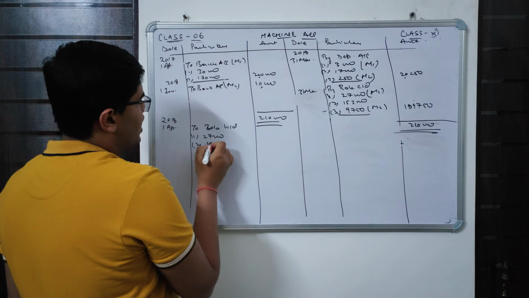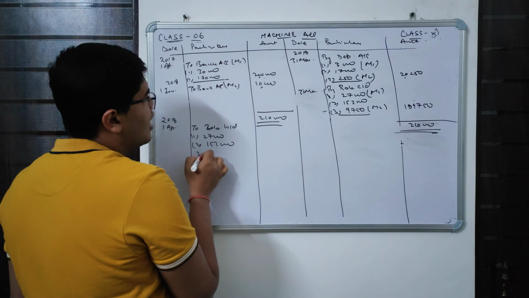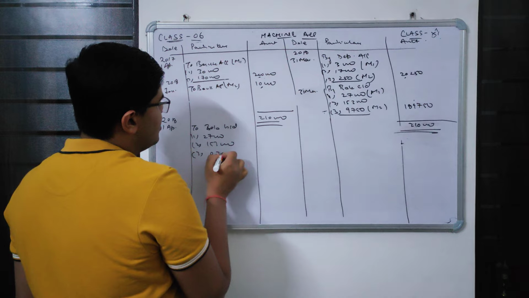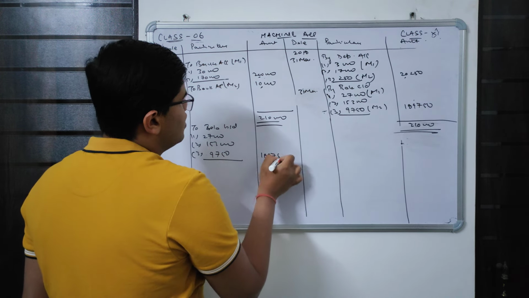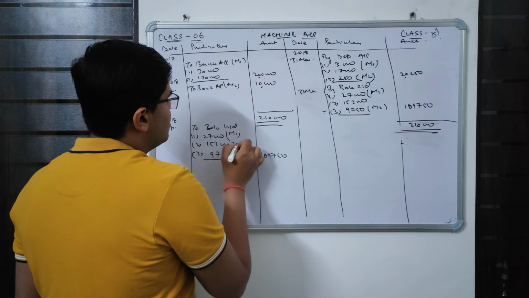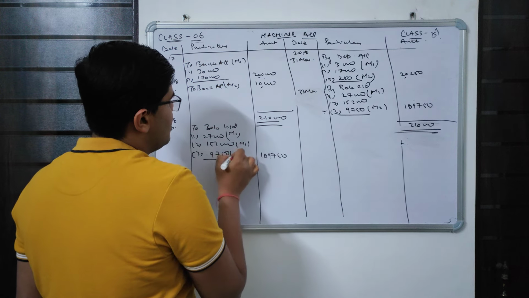27,000, 1,53,000, and third 9,750. So we get 1,89,750. M1, M1 and M2.